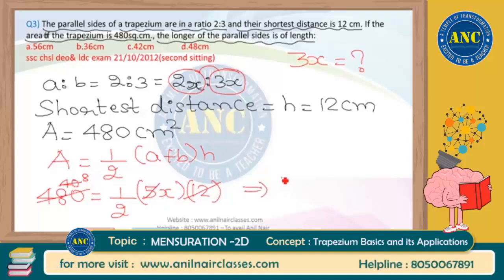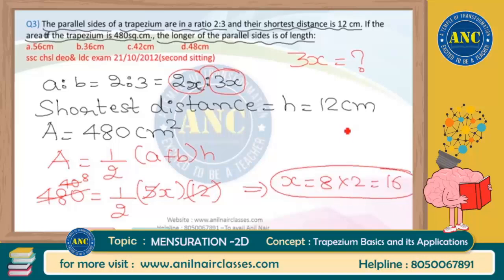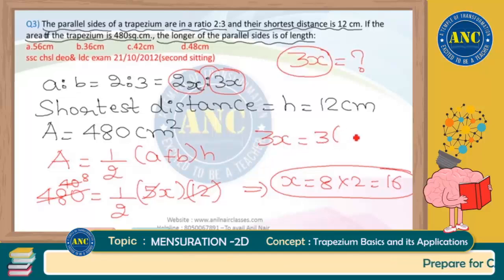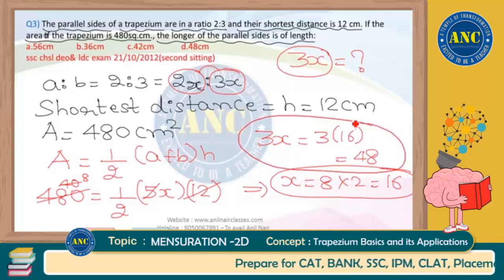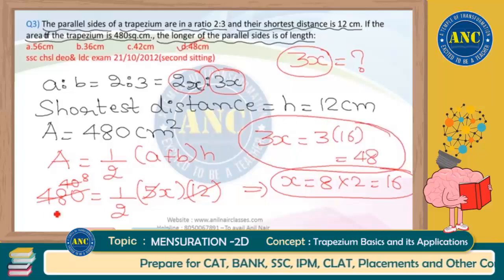So x value is nothing but 8 into 2, which is 16. X value is 16, but they are asking you the longest of the parallel sides, that is 3x. 3x is 3 into 16. Answer for this question is 48 centimeters, which is nothing but option D.